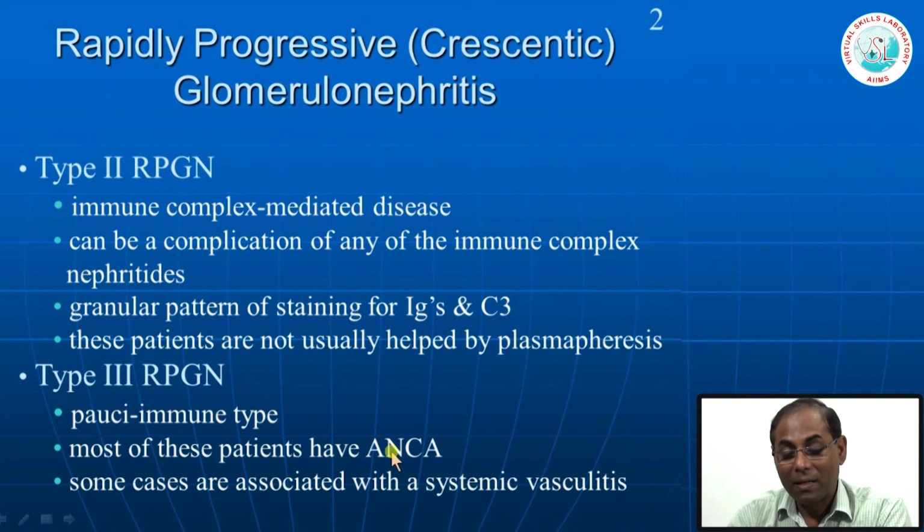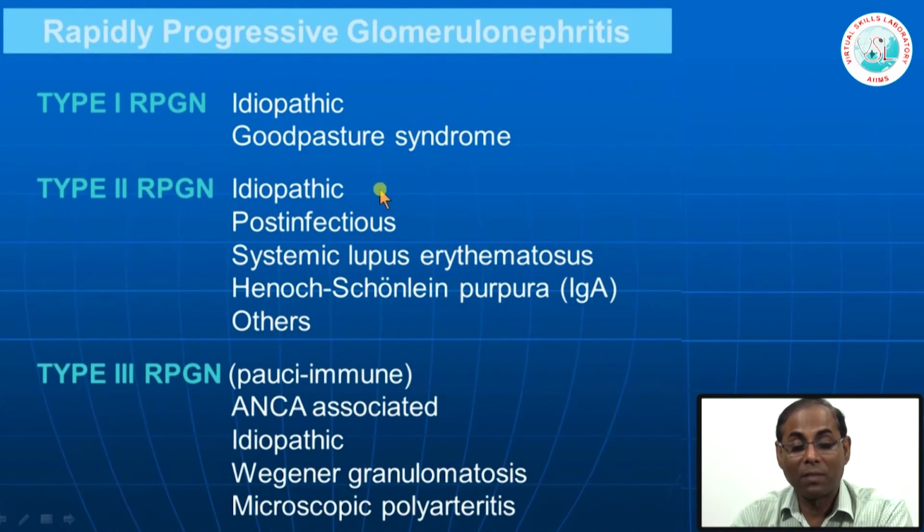ANCA means anti-neutrophil cytoplasmic autoantibody. There are different forms of ANCA, and some cases are associated with systemic vasculitis also. They have to be investigated for collagen vascular disease. Now this is the summary. Type 1 is idiopathic or Goodpasture syndrome, type 2 is idiopathic, post-infectious, systemic lupus erythematosus, Henoch-Schönlein purpura also.